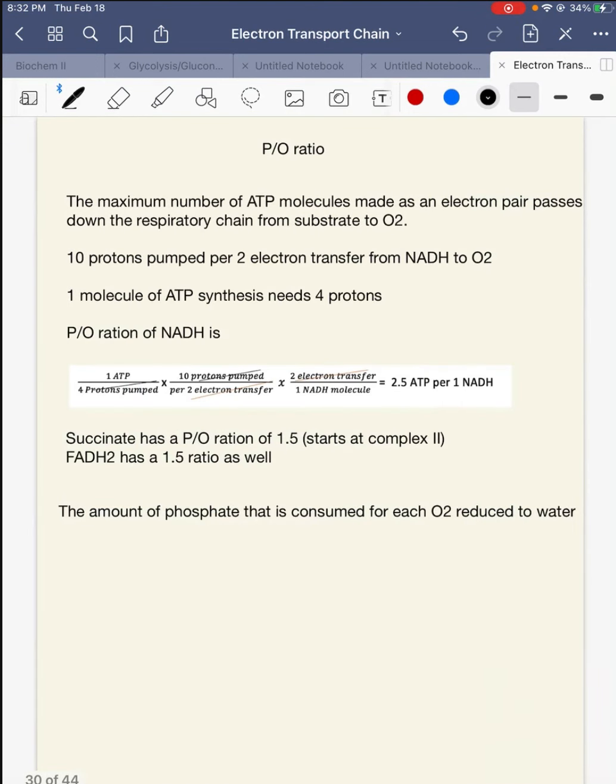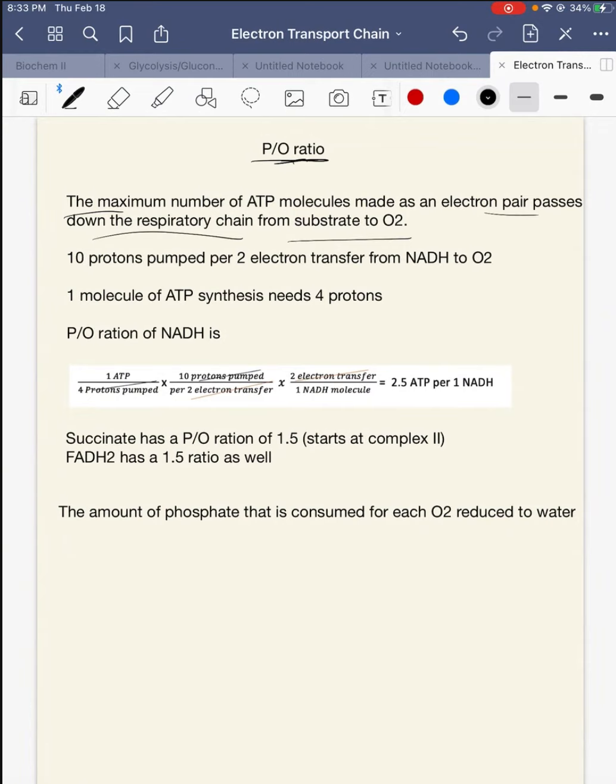Okay, so there's this phosphate-oxygen ratio. This is a way to calculate how many ATPs we produce per molecule. I just included this because I thought it was helpful, and I think Dr. Shriver went over it. The way it's defined is the maximum number of ATP molecules made as an electron passes down the respiratory chain from substrate to oxygen. So that's the exact definition of what a PO ratio is.